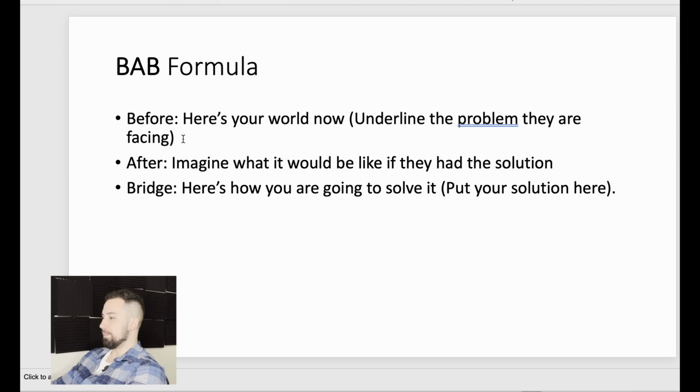They start with the BAB formula. Here we go. Here's your world now. Underline the problem they are facing. That's the first thing. So before, they are facing some problems, and we have to show the after and bridge that gap. Imagine what it will be like if they had the solution. So that's a great way to paint the picture of the after if they bought your product or service.